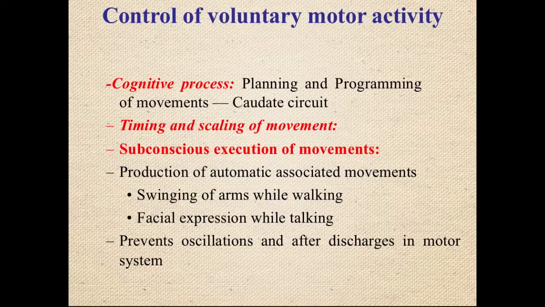Okay, all these things are the function of the basal ganglia, and subconscious execution of the movement. Subconscious execution of the movement is like a few of the automatic associated movements we also do. What are these automated, associated movements? When you walk, you don't walk like a robot, right? You swing your arm. The main purpose is to walk. There should be the movement of limbs, right? Two legs. There is no need for the swinging of the arm, but swinging of the arm does happen while walking.